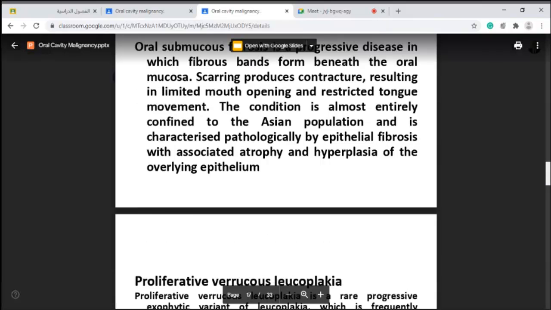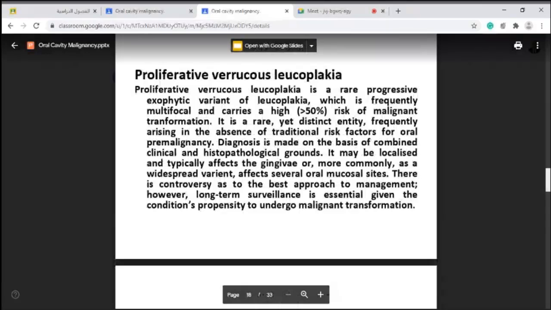The other condition we call proliferative verrucous leukoplakia. This is a rare progressive exophytic variant. Exophytic means a tumor mass of leukoplakia, which is frequently multifocal, more than one site, more than one primary site, and carries a high, more than 50% risk of malignant transformation. It is a rare yet distinct entity frequently arising in the absence of traditional risk factors for oral pre-malignancy.